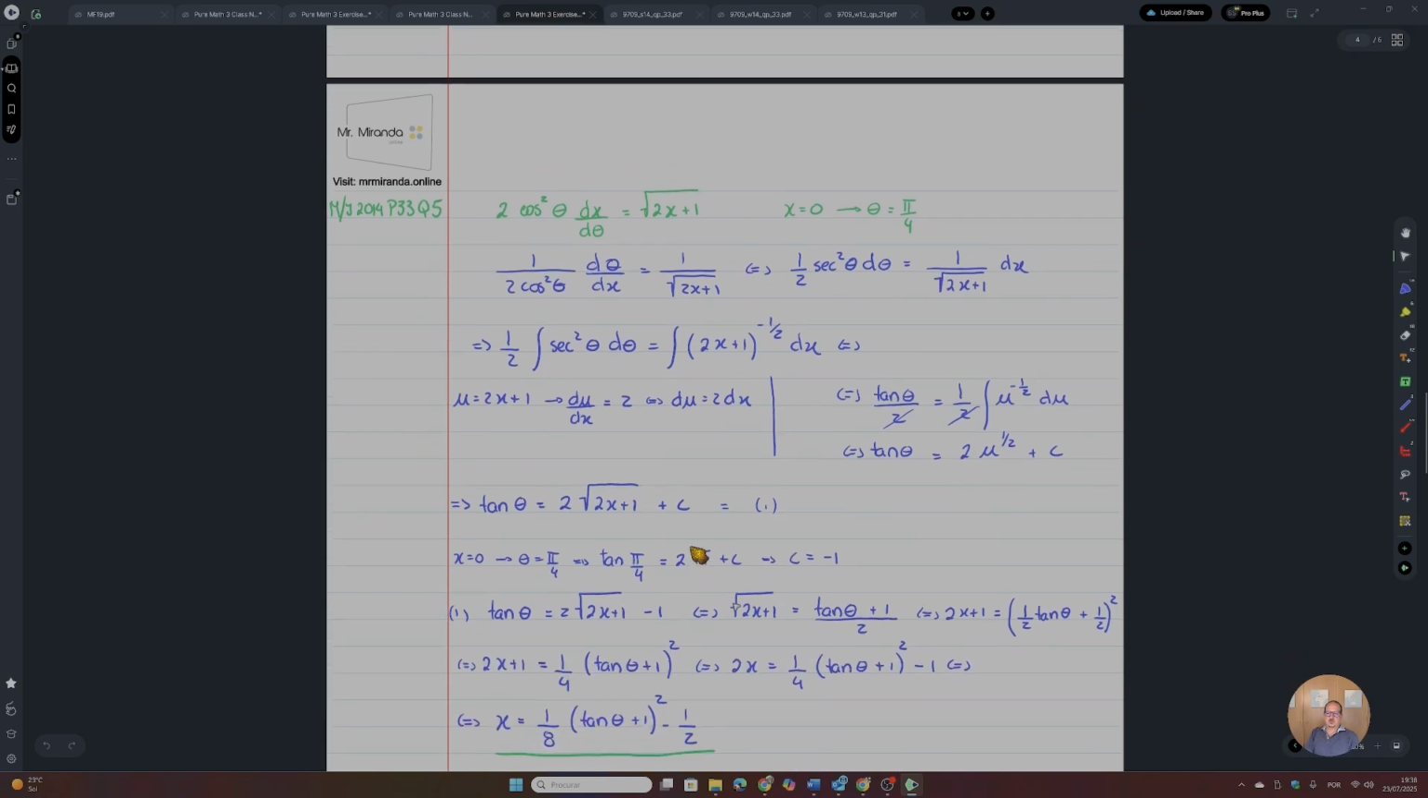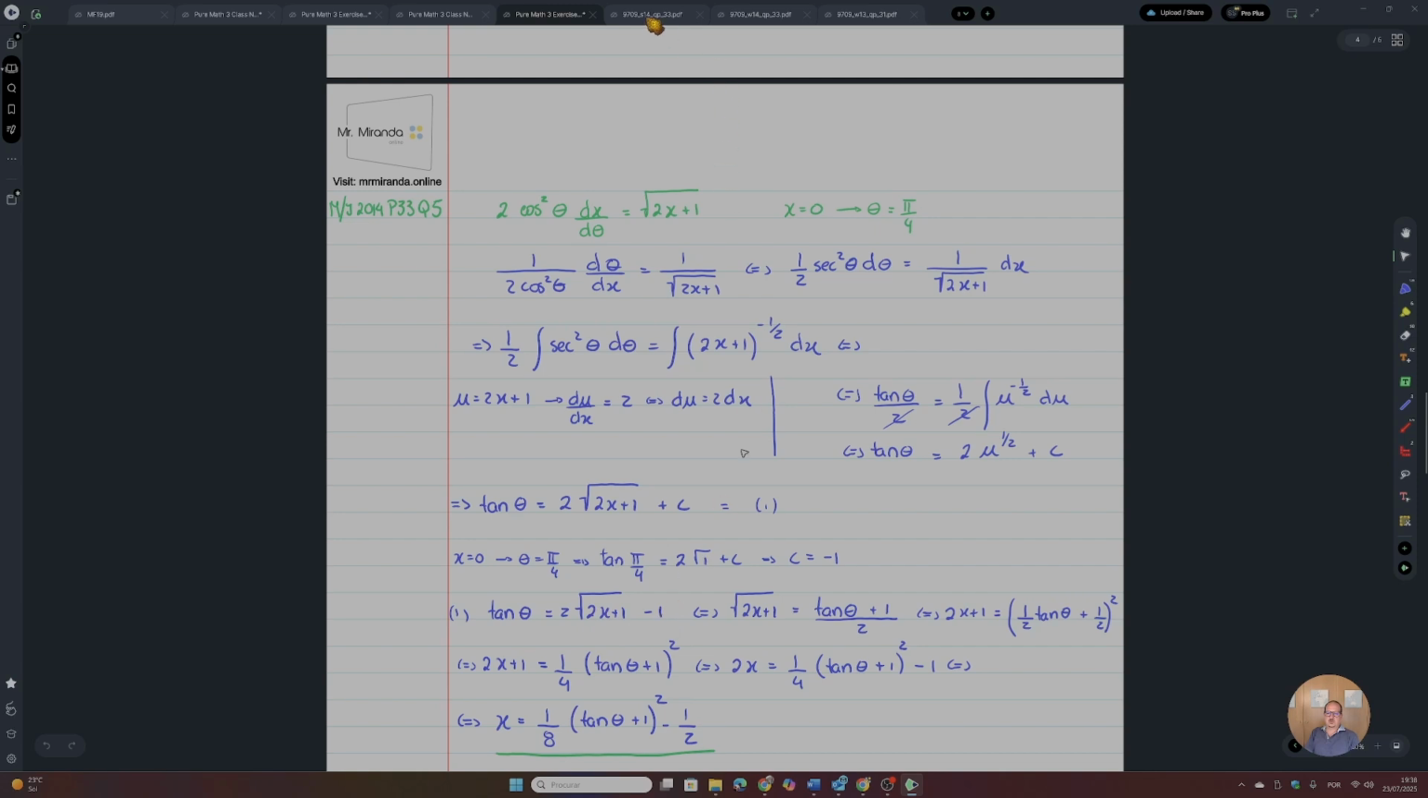It's now time to make u again what it actually is, which is 2x plus 1. And now, in order for us to figure out the value of the arbitrary constant, we have to use that information. When x equals 0, theta equals pi over 4. So this means that tan of pi over 4 equals 2 times square root of 1. That's what happens when you substitute x by 0. Plus c, so c is minus 1. So let's just update that. And we have here tan of theta equals 2 square root of 2x plus 1 minus 1.